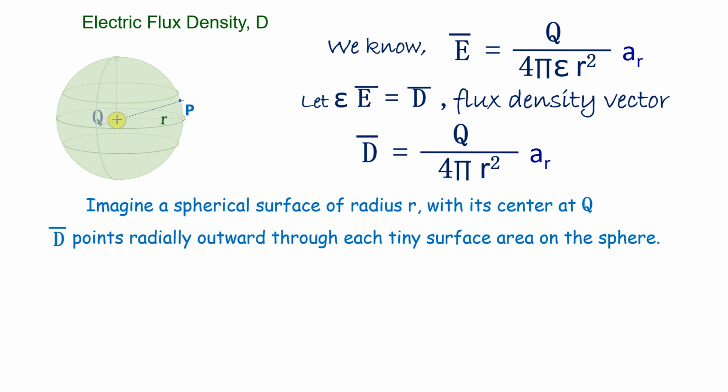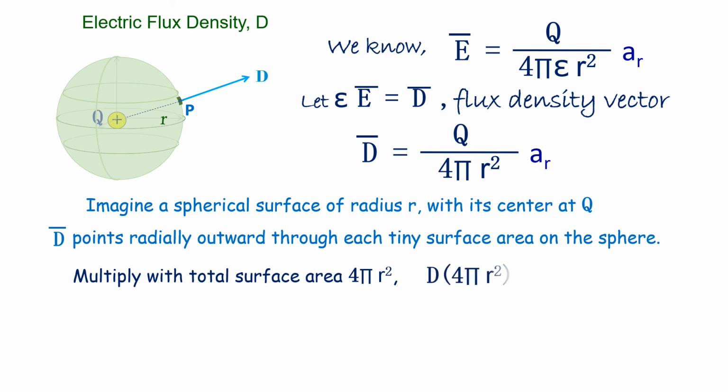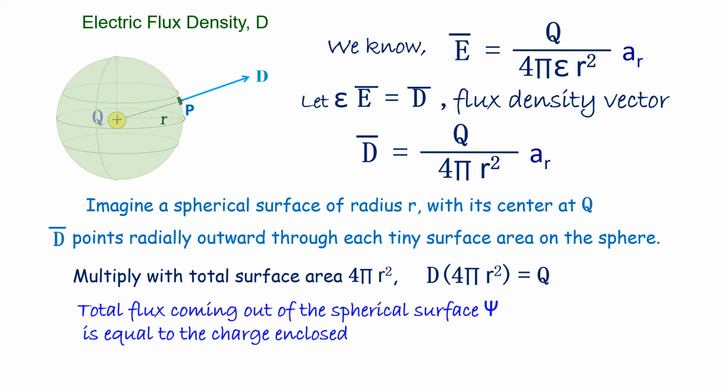You can see now an elemental tiny surface area at the point P in the figure. The D bar vector points radially outward through this tiny surface area. If you multiply with the total surface area of the sphere 4 pi r square, the D into 4 pi r square will become only Q. From this we can say the total flux coming out of the surface of the sphere psi is equal to the charge enclosed by the closed surface.